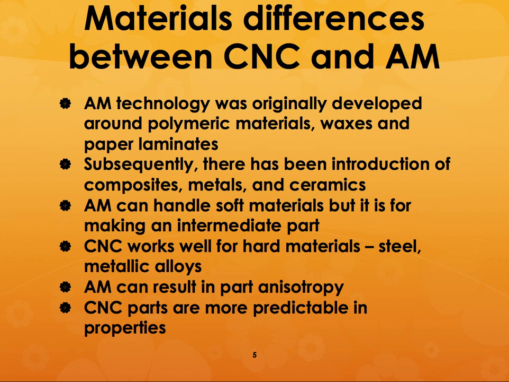And CNC works well with hard materials such as steel, metallic alloys, etc. And you know that additive manufacturing can result in part anisotropy, whereas CNC parts are more predictable in properties. So you may have to have additive manufacturing, then some heat treatment in the process, then some machining, and so on, in order to get good uniform properties.